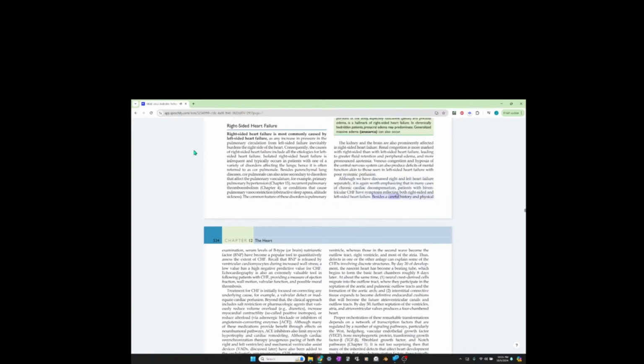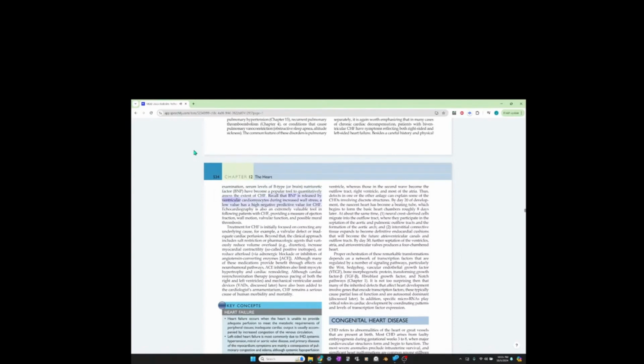Besides a careful history and physical examination, serum levels of B-type natriuretic peptide have become a popular tool to quantitatively assess the extent of CHF. Recall that BNP is released by ventricular cardiomyocytes during increased wall stress. A low value has a high negative predictive value for CHF. Echocardiography is also an extremely valuable tool in following patients with CHF, providing a measure of ejection fraction, wall motion, valvular function, and possible mural thrombosis.